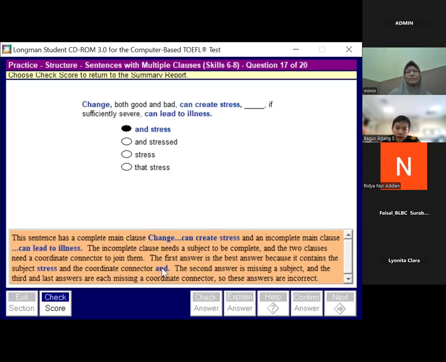So we need and stress. Only connecting two main clauses, we use a coordinate conjunction or connector.